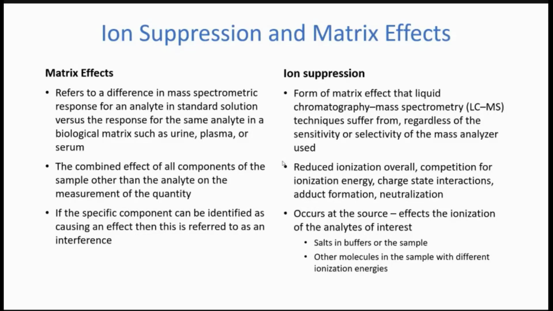This usually occurs at the source, and like I said, it's really common with salts in buffers and possibly other molecules in the sample that have different ionization energies but are more efficient. So if you have a molecule of interest in urine, say a neurotransmitter or an amino acid you want to measure, but there are three other amino acids in there that are way better at ionizing and have similar mass, they may swamp out the ionization for your analyte of interest.